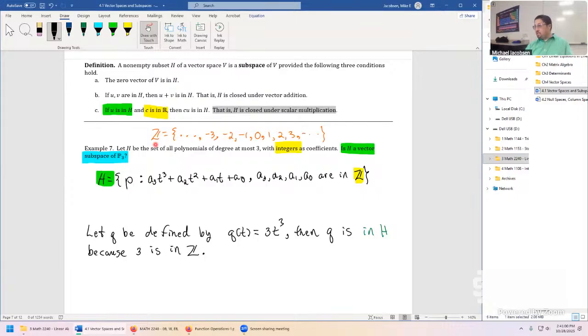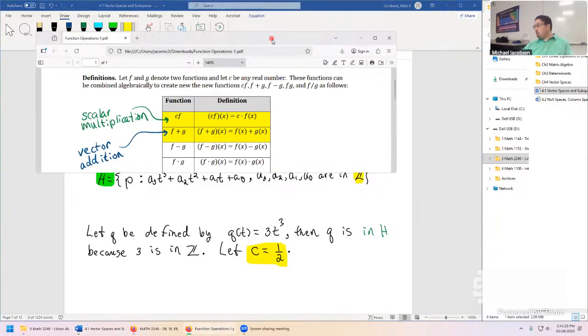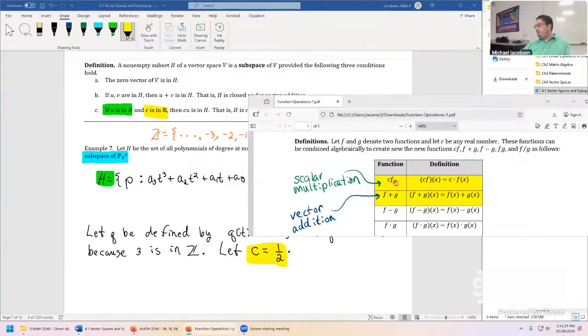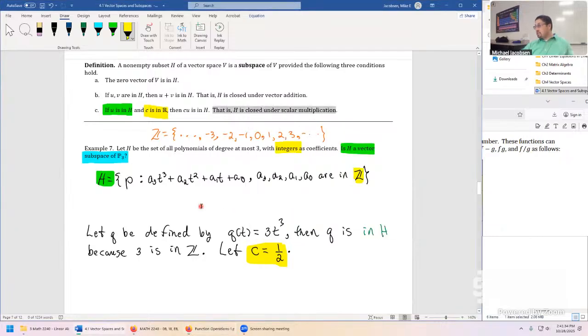Or we can make a simple example. Let C equal, how about 1/2? That's a real number. It's inside the set R, so that definitely is something that would be allowed for this. So we have a scalar 1/2. It's a real number. We're looking into this part, C times U. The function property, however, looks a little bit different. It's going to be C times F, or our polynomial Q. We'll see if C times Q of an input T results in something in H.